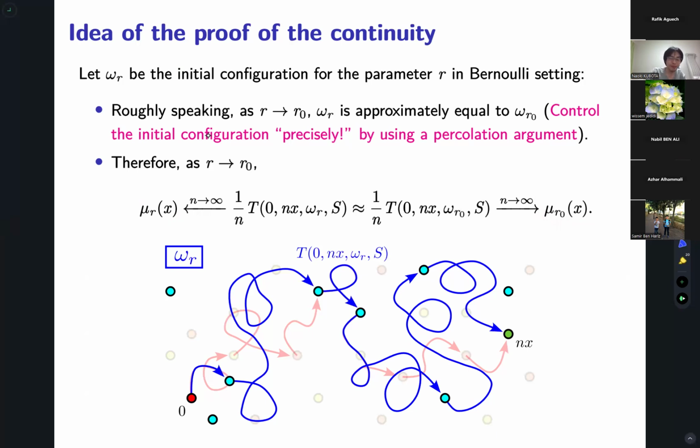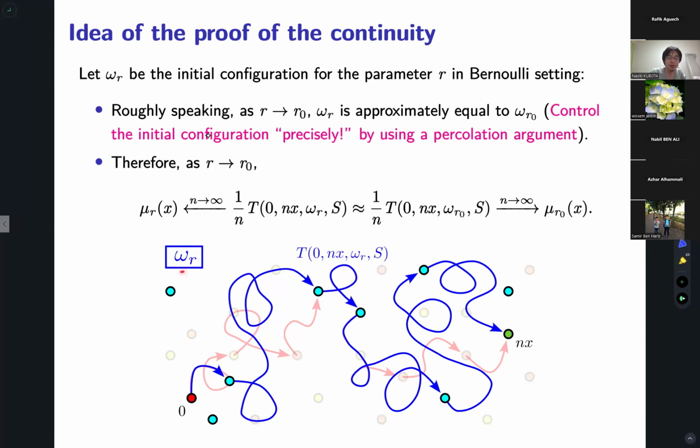Okay, so this is a very rough picture. This converges. So let arrows describe the parts achieving the fast passage time in the initial configuration omega r0. Of course, omega r has fewer flocks than the number of flocks in the initial configuration omega r0.